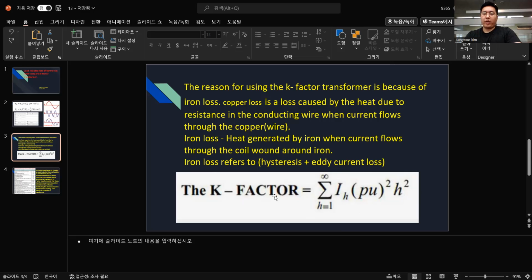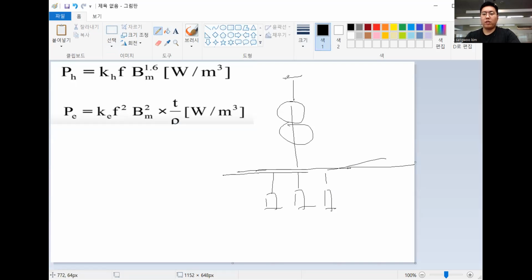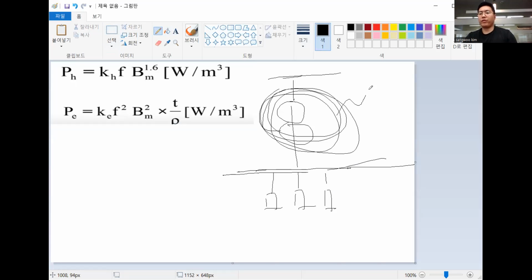So what does that mean if we get higher harmonics? What happens? Let's see. Look, guys. This is a transformer, right? And here are load 1, load 2, and load 3, for example. This transformer could supply some energy. For example, if it could supply 100, then the load has to be smaller than or the same as that.